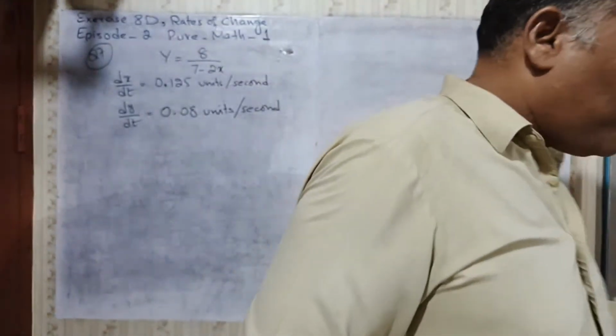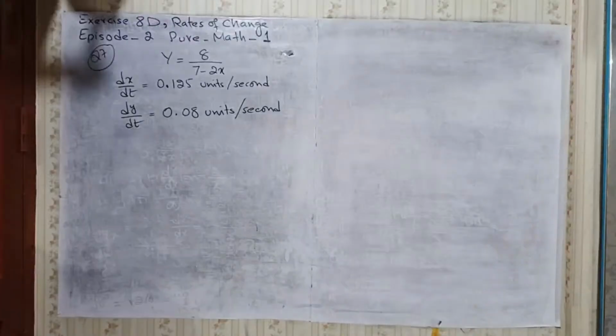Okay, a point moves along the curve y is equals to 8 divided by 7 minus 2x. As it passes through the point P, the x coordinate is increasing at a rate of 0.125 units per second, and the y coordinate is increasing at a rate of 0.08 units per second. Find the possible x coordinates of the P. Okay, we have to find out the value of the x.